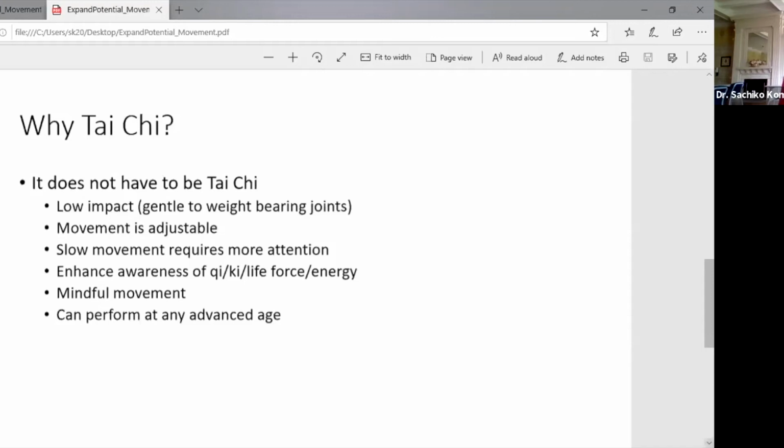And finally, Tai Chi can be performed at any advanced age. I think that those are the reasons I decided to show Tai Chi today. Whether you have any physical limitations or not, whether you have ever tried Tai Chi, I hope you will be open-minded to try this out with me today.